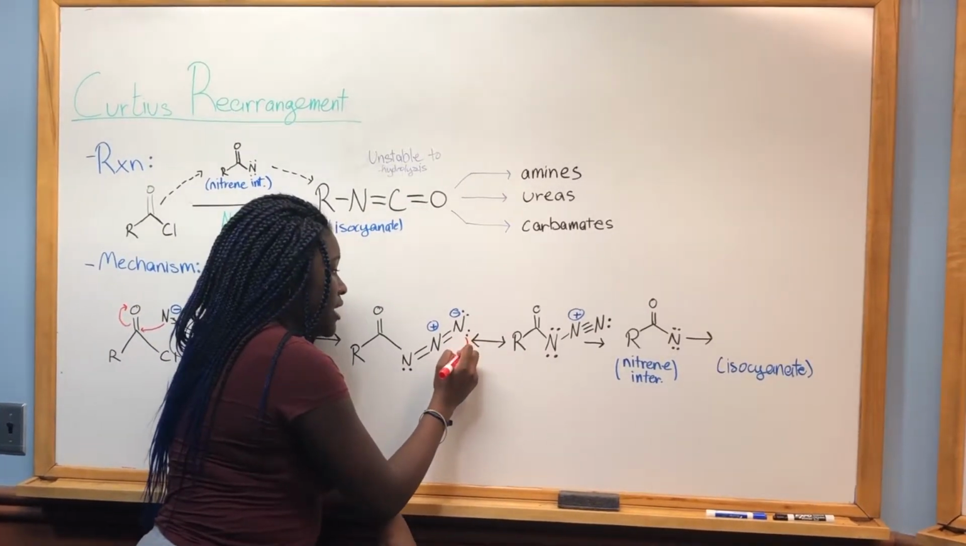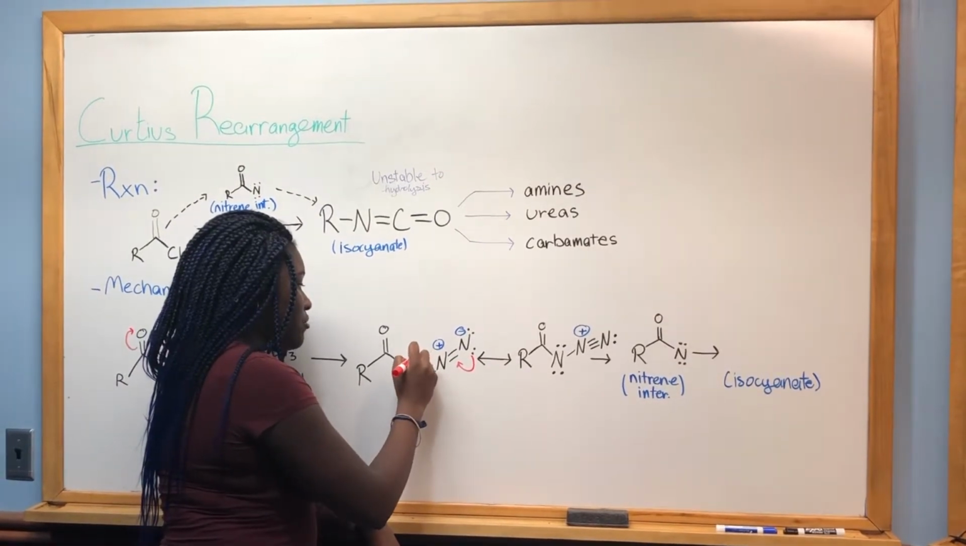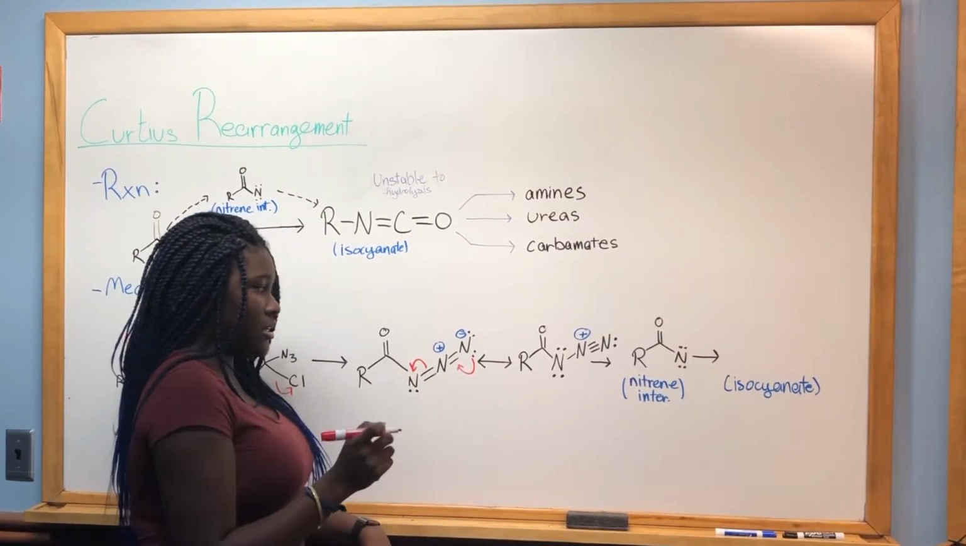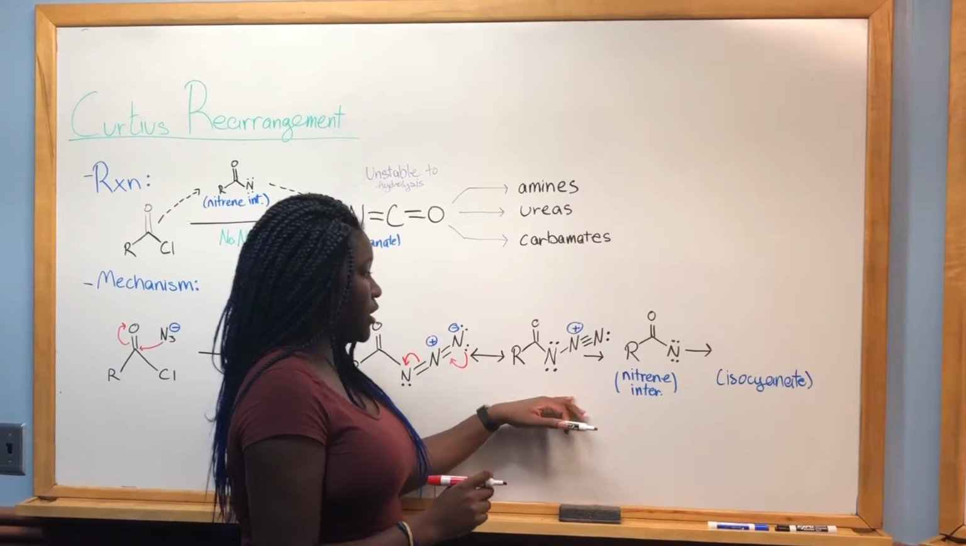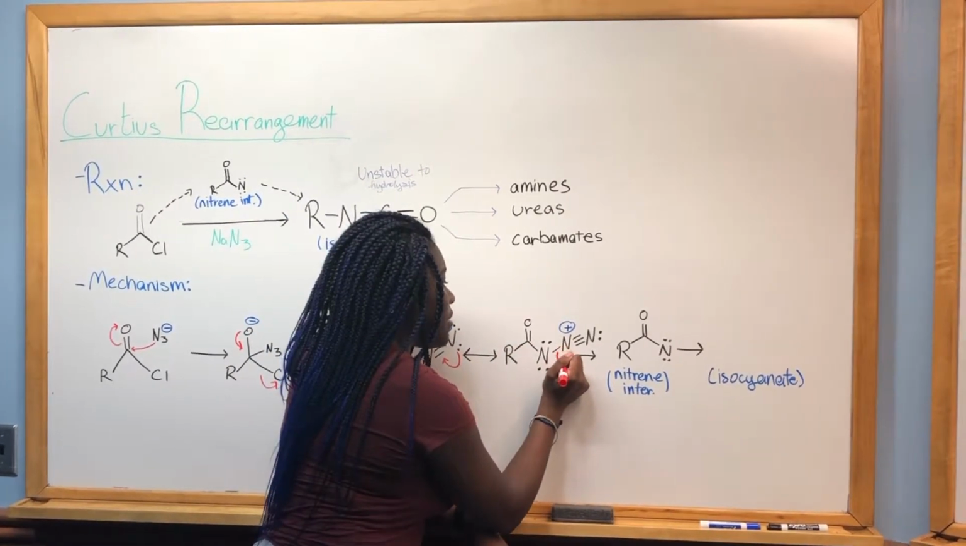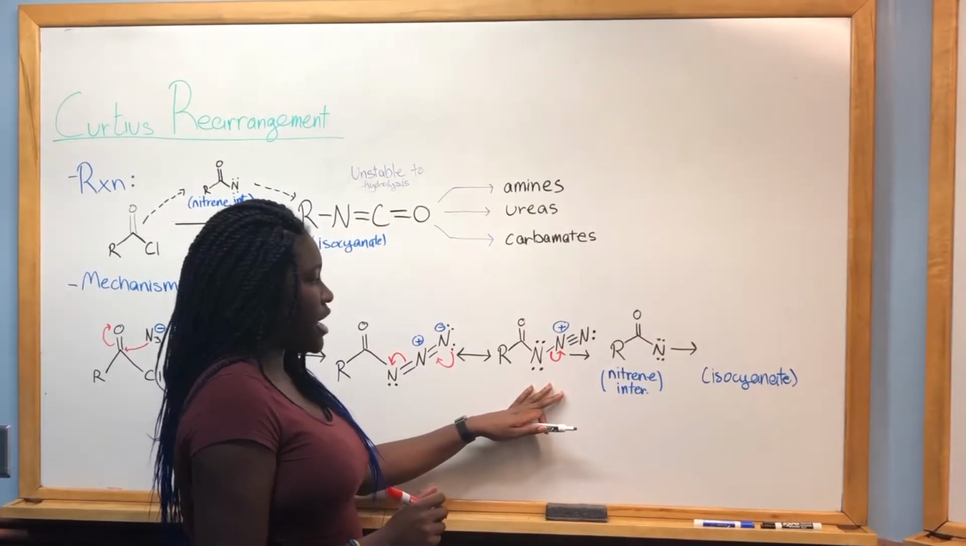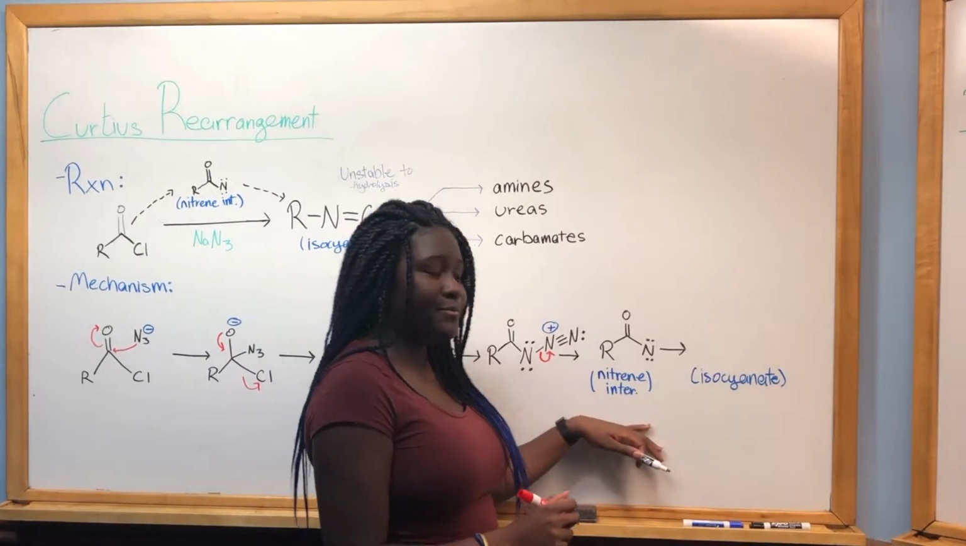Now, to make it happy, the electrons move to form a bond here, causing this electron to move to this nitrogen, giving us this molecule with a positive charge here. In order to get rid of it, the electrons in this bond move to this nitrogen, and the N2 is a leaving group, and we're left with our intermediate.